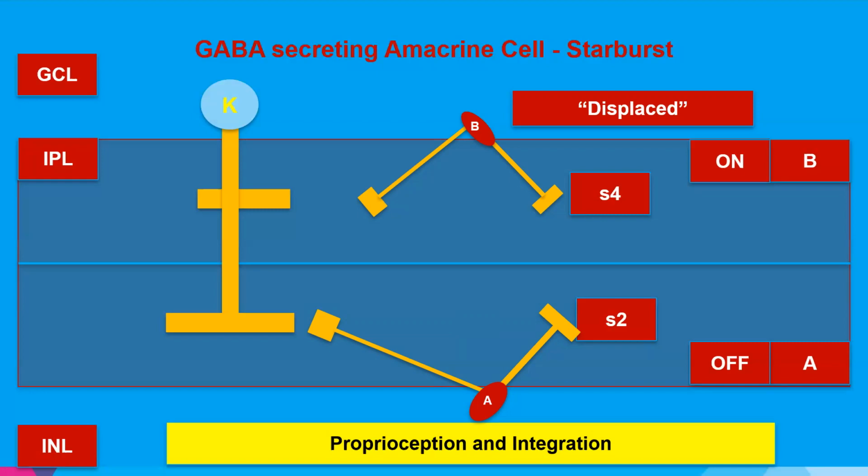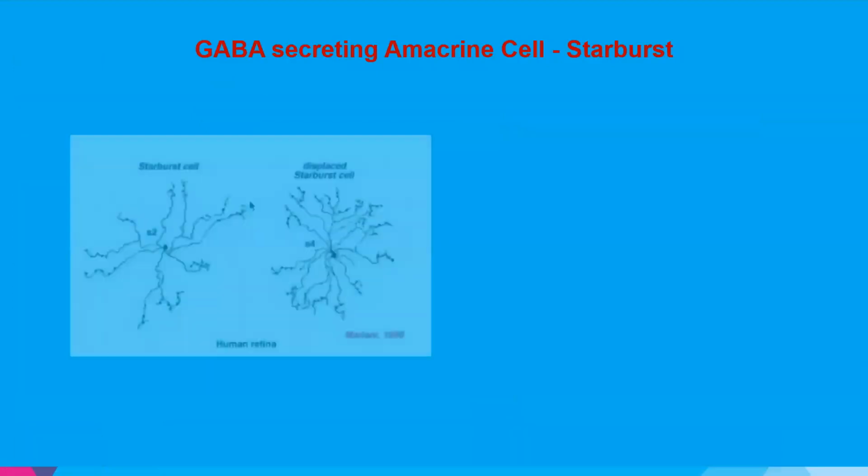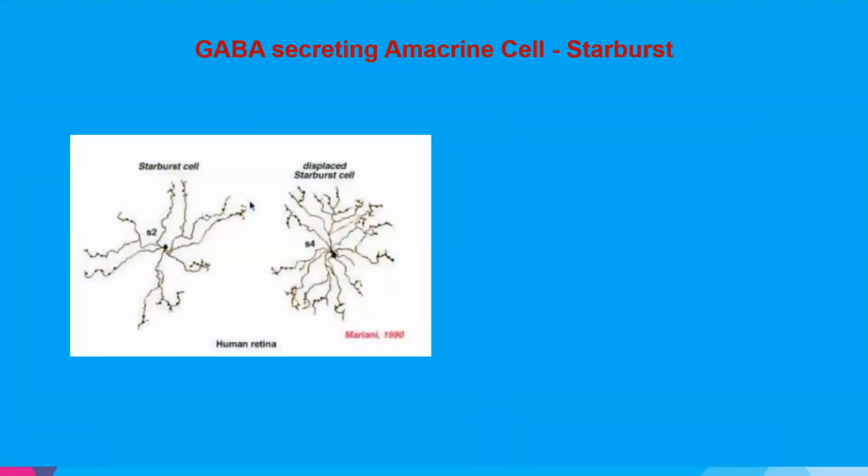Now, it's an interesting kind of cell. This is what it looks like. If you look in the human retina, S2, which is the lower A version, the starburst A, that one is just called a starburst cell because its nucleus is in the internuclear layer. But B is the displaced starburst cell because its nucleus is displaced into the ganglion cell layer. That's why we call it that, because it shouldn't do that, but it has to because it sits like this. So that's why we explain that. I think that's pretty cool.